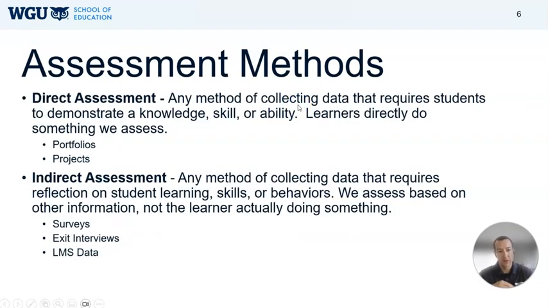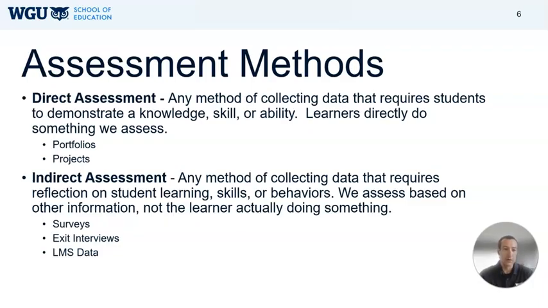Then we have assessment methods, and the two main ones here are direct and indirect. And just like you might infer from the terms, direct is when we're directly going to be assessing students' knowledge, skills, or ability as it relates to a task that they're performing. So we're giving students a task, we're asking them to do something, so we can directly see this and determine if they in fact have met that learning goal or objective.